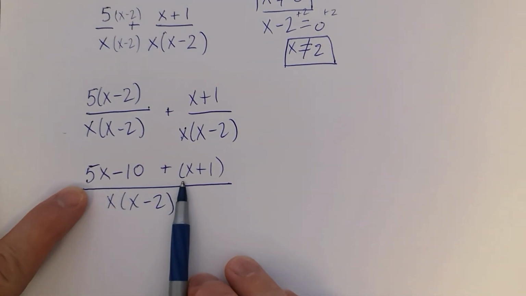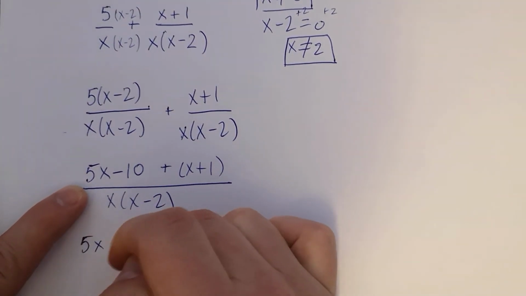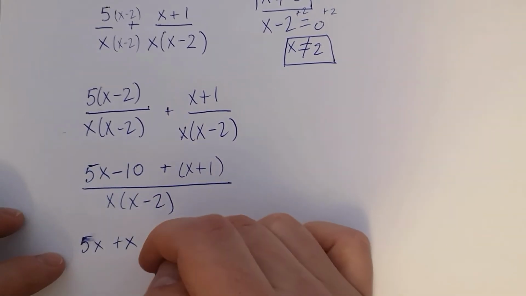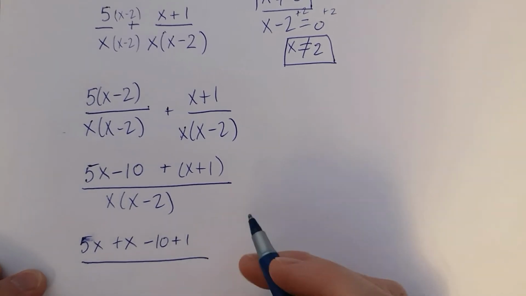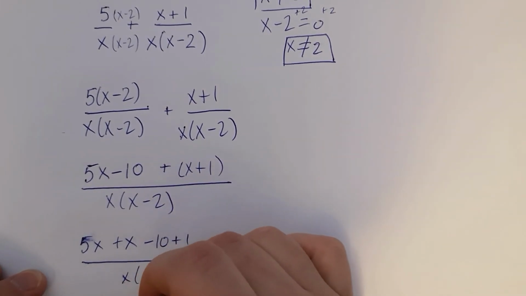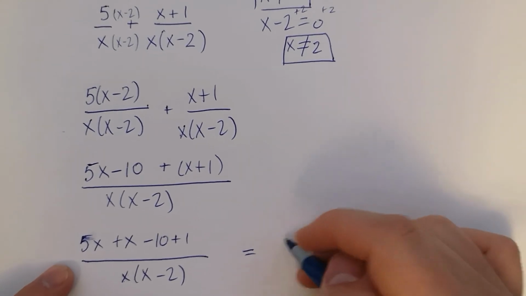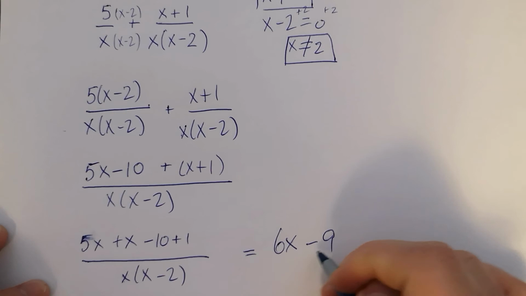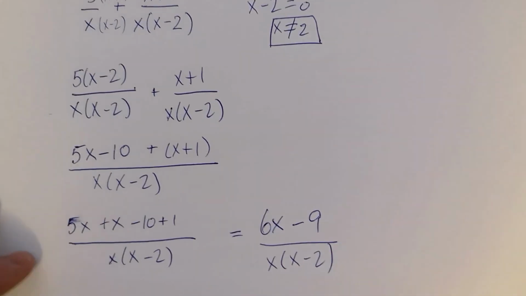I've got a 5x plus x. And then I've got negative 10 plus 1. Oops, smeared that 5x there. I hope that's okay. And I can simplify this now. 5x plus x is 6x. Negative 10 plus 1 is minus 9. And that's our solution.